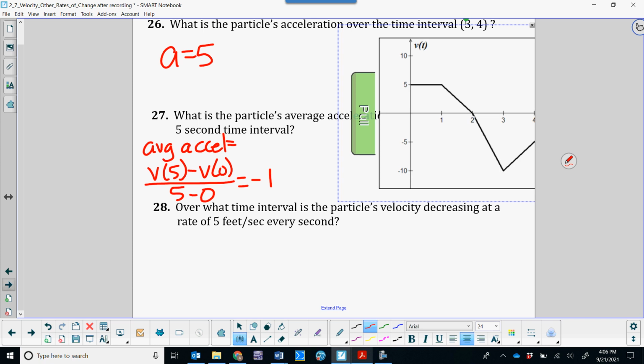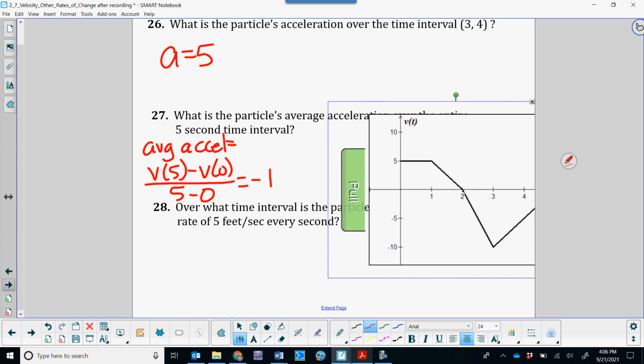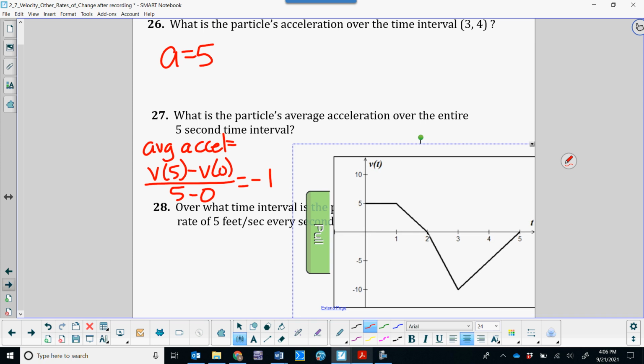It says, over what time interval is the particle's velocity decreasing at a rate of 5 feet per second every second? Well, that's assuming our units are in feet per second. So assume that's what our units are, feet and seconds. It says, when is the particle's velocity decreasing at a rate of 5 feet per second per second? In other words, when is the slope of this graph 5?